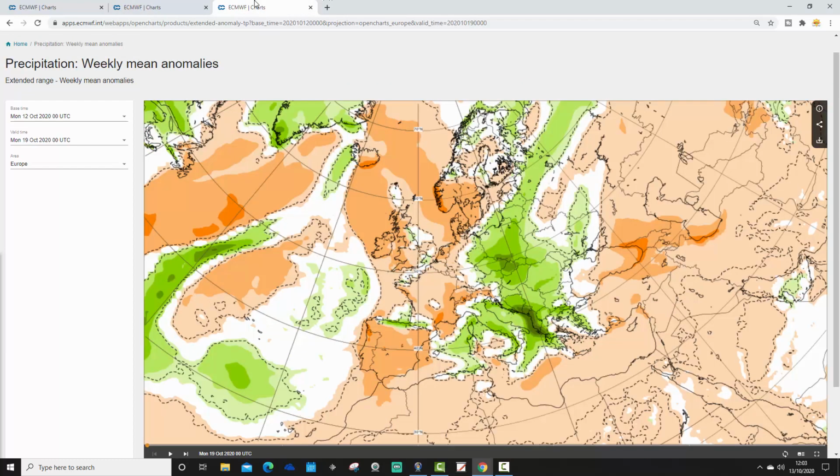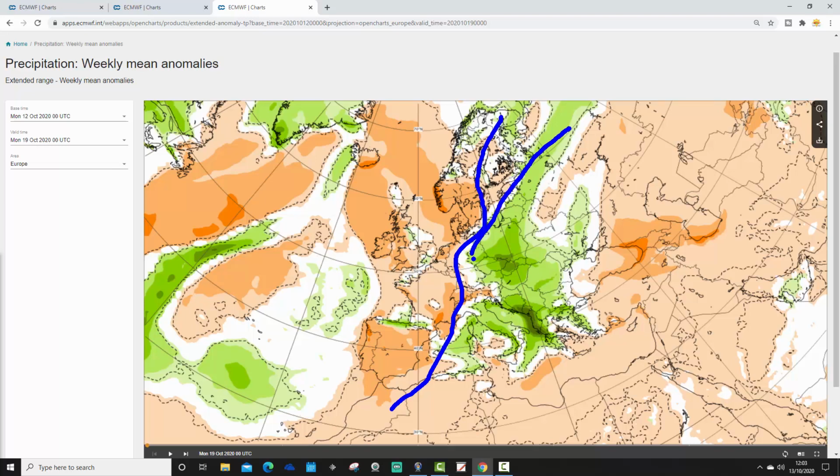Week 1 rainfall anomaly taking us again from the 12th to the 19th of October. Looks like that. So actually drier than average in the north and in the west of Europe. So yes, a drier than average week coming up for the UK, for Ireland, the southern parts of Scandinavia, particularly Denmark, southern Sweden and Norway, down into the Low Countries, Belgium, Holland, Netherlands, through France, down Spain, Portugal. All of those areas looking drier than average.